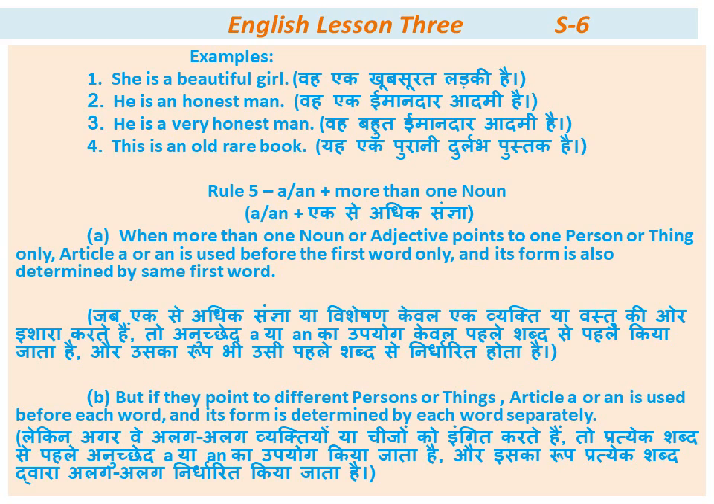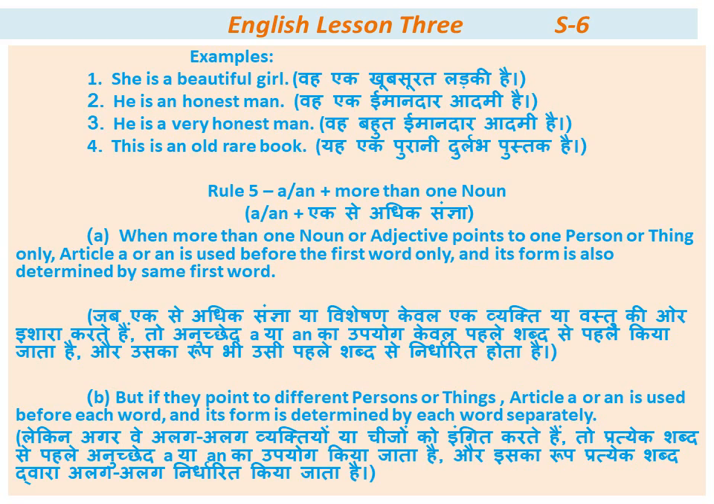A or an with more than one noun, where it is used, for that this rule 5 applies. In rule 5, point number A: when more than one noun or adjective points to one person or thing only, article a or an is used before the first word only, and its form is also determined by the same first word.